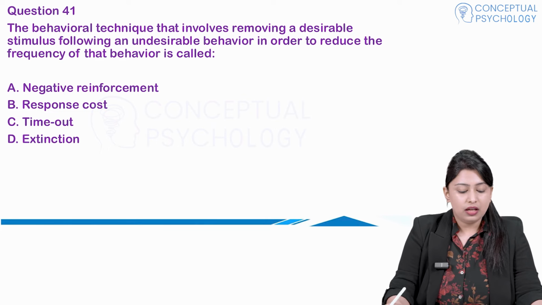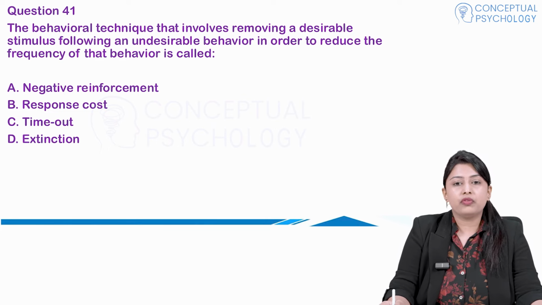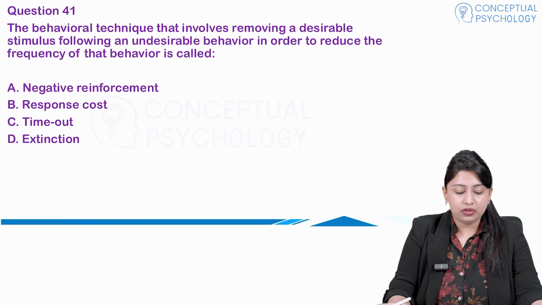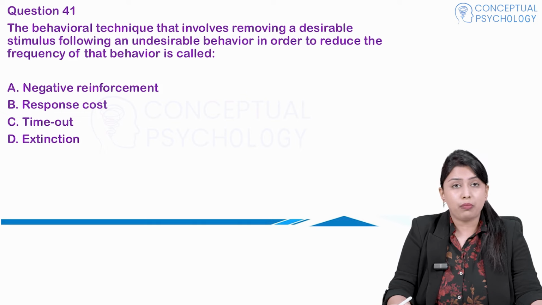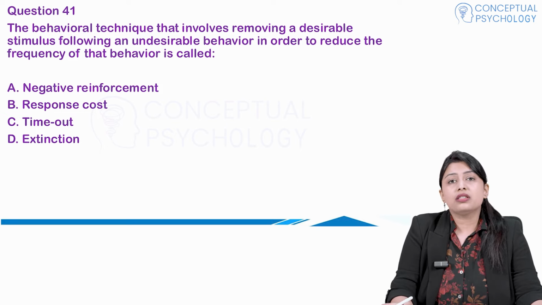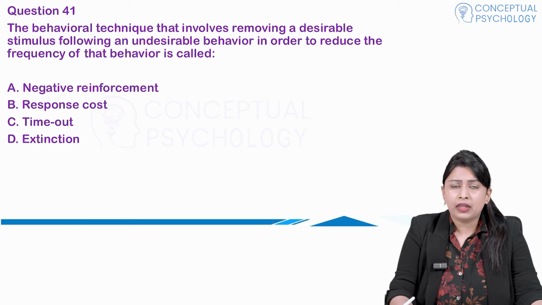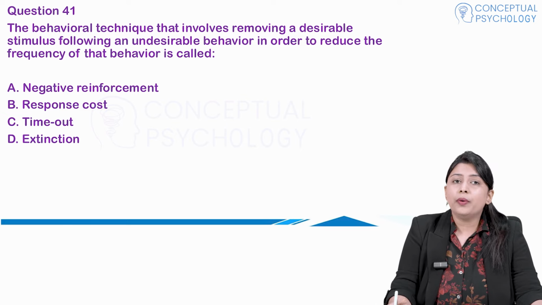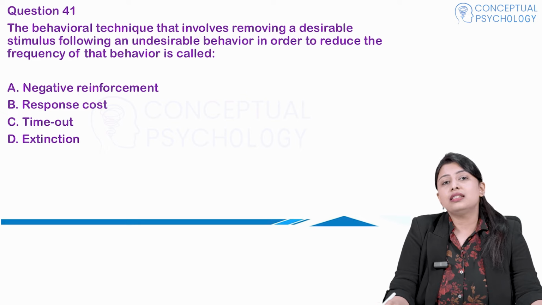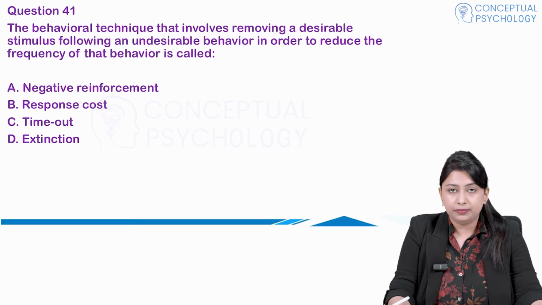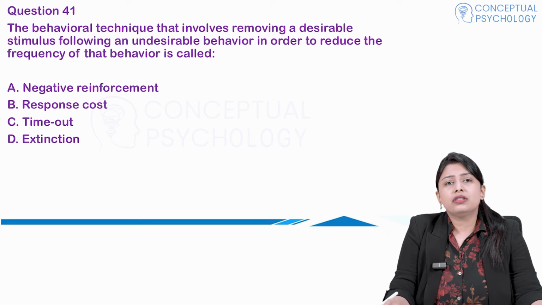So the next question, the behavioral technique that involves removing a desirable stimulus following an undesirable behavior in order to reduce the frequency of that behavior is called negative reinforcement, response cost, timeout, and extinction. So response cost is a form of negative punishment that would involve the removal of a desirable stimulus. For example, you could take privileges, tokens, points, or money following an undesirable behavior to decrease the likelihood of that behavior occurring again. What are the common examples?